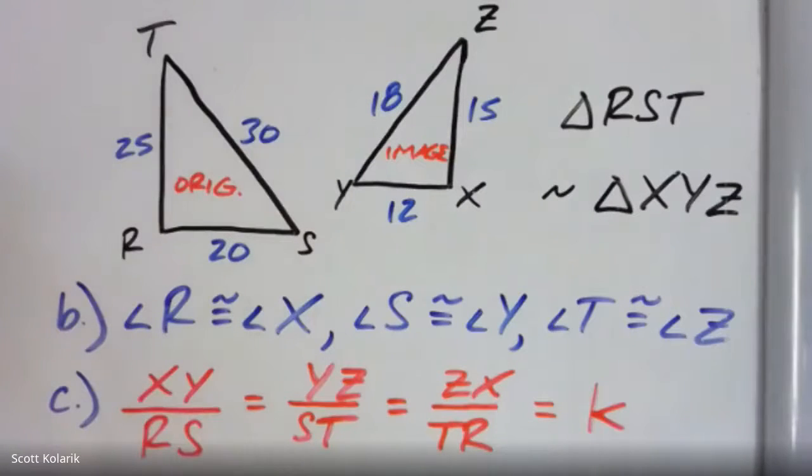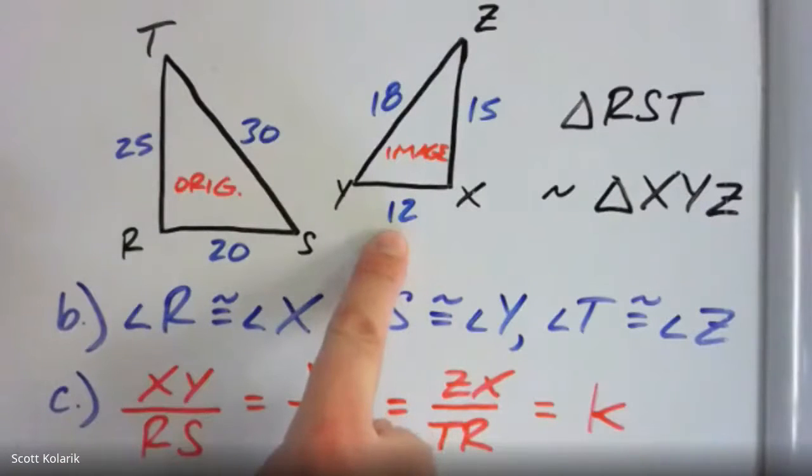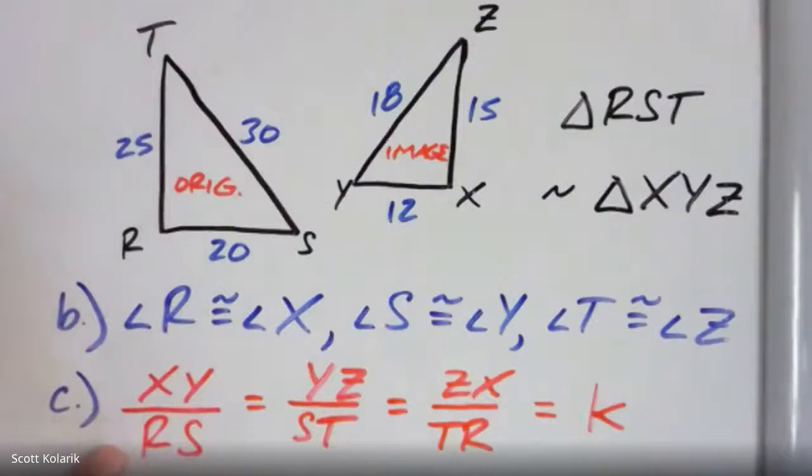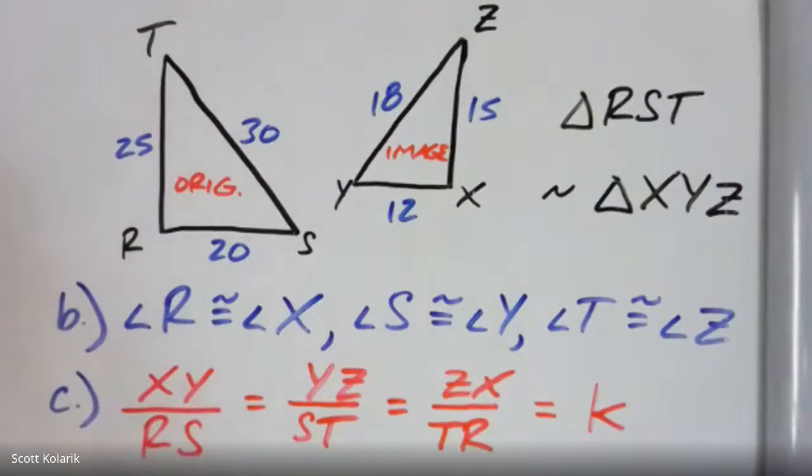So let me go back to that, because it doesn't matter which of these three ratios I use. Any of the three will be the same exact thing. I could go through confirming that, but that's just time consuming. So let me start with this first one, XY over RS, image over original. XY is 12 units divided by RS, the original corresponding piece, being 20 units.